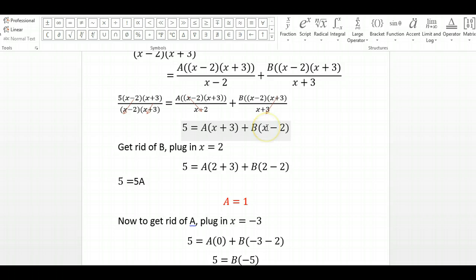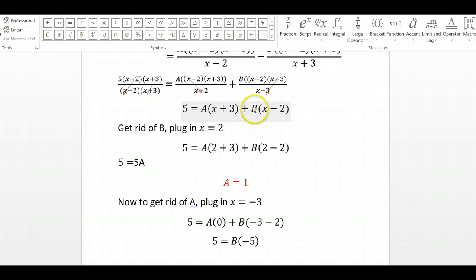Well, if you put x equals 2, then we have 2 minus 2 which is equal to 0, and 0 times B is 0. So this will completely disappear if you put x equals 2 here. Likewise, if you want to get rid of A, we will plug in x equals negative 3. Anyway, let's first plug in x equals 2. What happens is this whole thing disappears, 0, and then we have 5 still on the left hand side, A, and x is equal to 2.